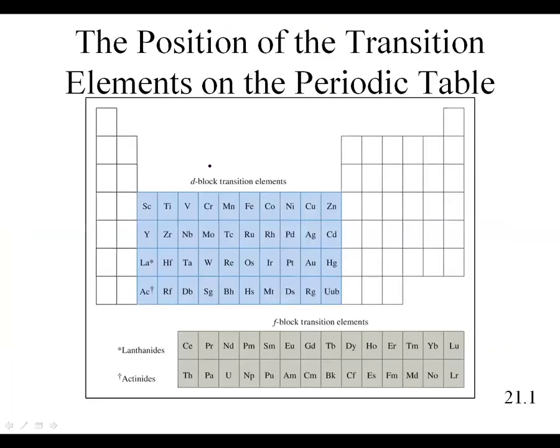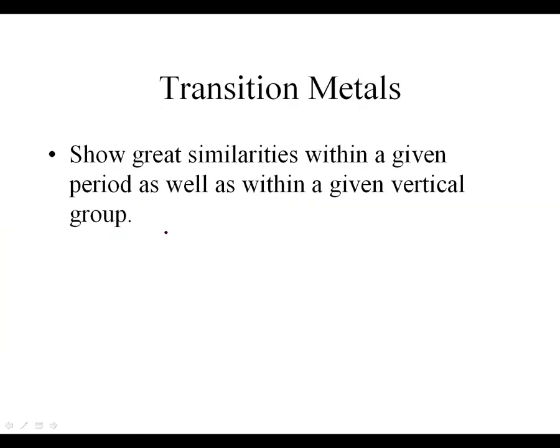Here's another shot just in case. You also may know that these guys are sometimes referred to as inner transition metals because technically speaking, they should go right about there and right about there in terms of their location on the periodic table. So when we look at transition metals, they show very great similarities within a given period on the periodic table. And also within, obviously, a vertical group, they share very similar properties.